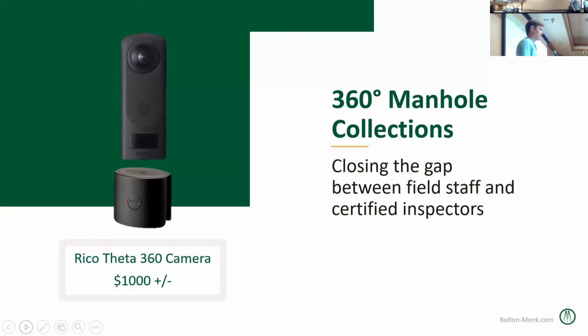So the tool that we've been implementing, this Ricoh Theta 360 camera, it's about $1,000 out the door, $1,500 when we start to upfit it with some stuff. Talk a little bit about that. But a really simple tool to use. It has its own app that you pair with your phone or your tablet that you're using for collection. That allows those photos to join to your Field Maps.